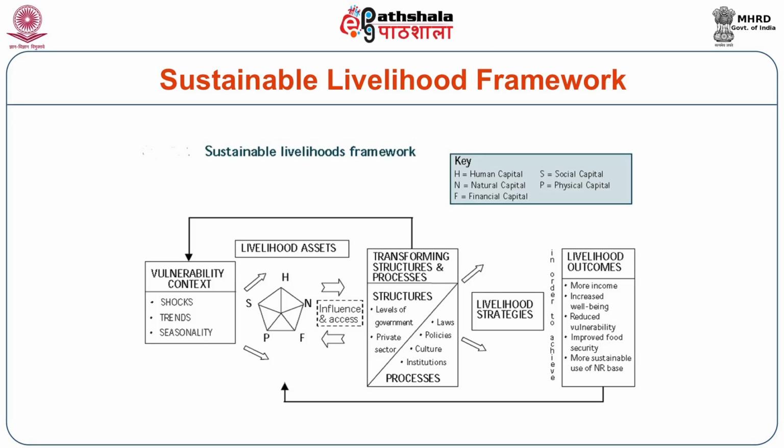the transforming structures and processes. Structures could be levels of government or private sector, or processes would include laws, policies, culture, institution, etc. Along with that, the livelihood strategies, along with all these, access to assets and the transforming structures and processes basically becomes the livelihood outcome. Each of these steps would be explained in detail now.